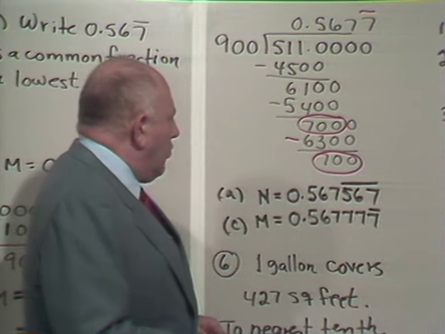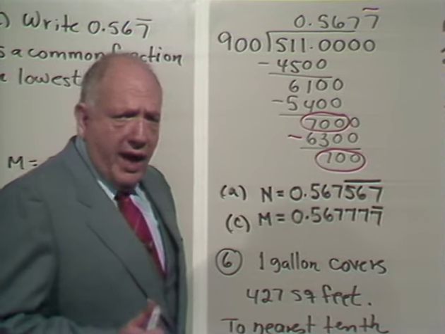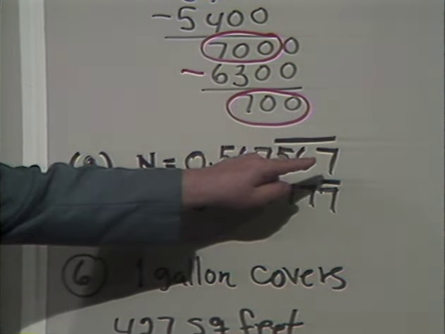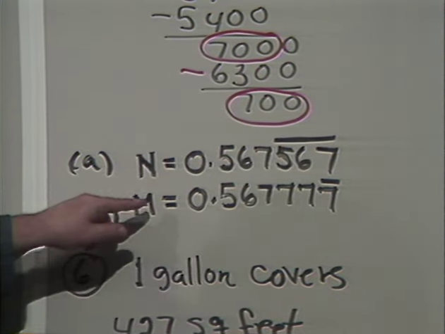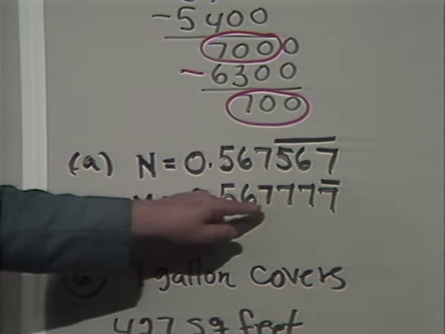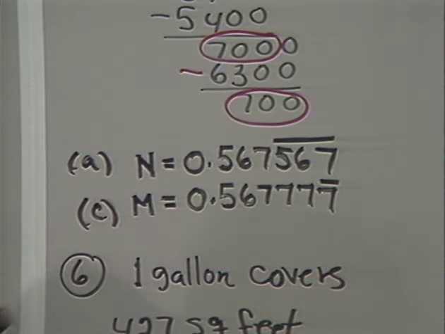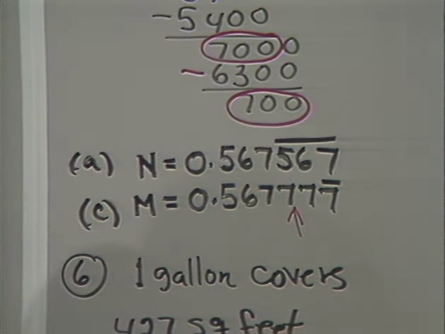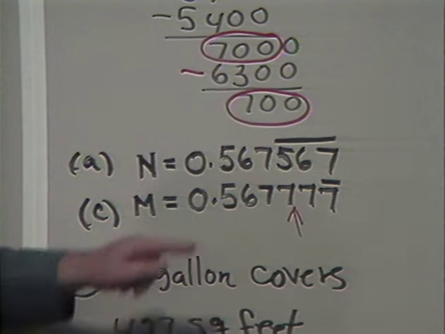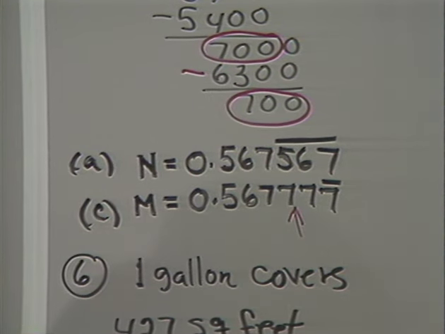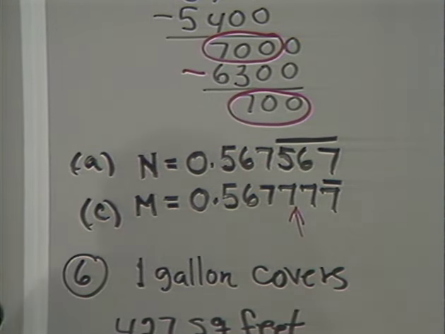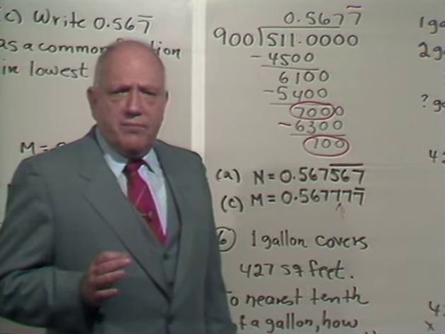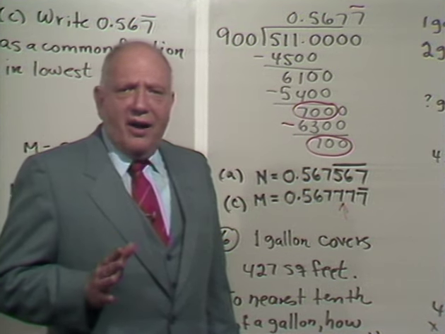And by the way, if you want to compare the difference between A and C, in A, the number is 0.567567567. In C, the answer is 0.567777. Notice that they agree up to here. The first place that they're different, C has the greater digit, so the answer to C represents a bigger number than the answer to A. And that takes care of the computational drill problems. Now we want to apply this to word problems. And that's where it's all at.